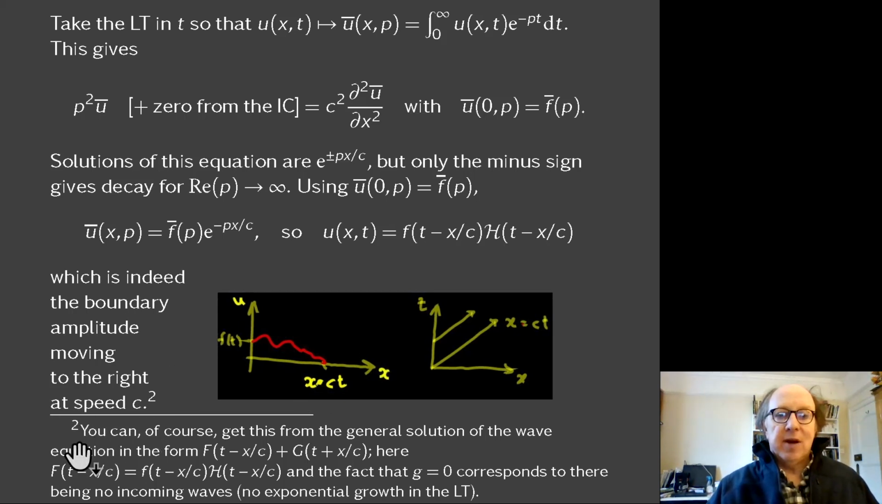Now, of course, you can get this by the standard method that you already know. You just put the general solution of the wave equation, f of t minus x over c, and g of t plus x over c. And this tells you how to do it. That should be a capital G, of course. And the fact that capital G is 0 corresponds to having no incoming waves, and that corresponds to no exponential growth. Anyway, that's a little refinement, but you see how the Laplace transform let us solve that problem really very straightforwardly.